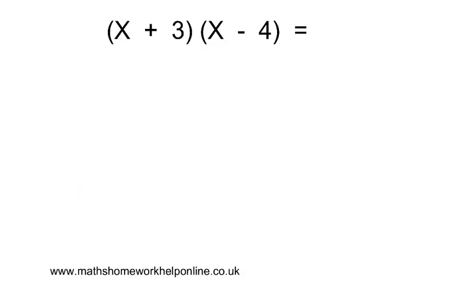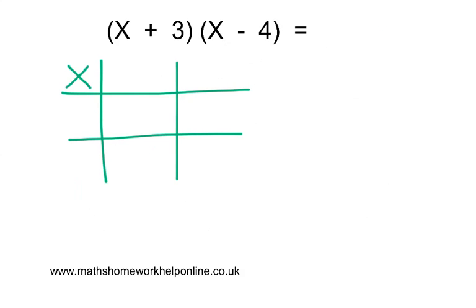Okay, so looking at the same example again, I'm just going to show you a different method that you might find easier to use. This method involves using a multiplication grid. I don't know if you're familiar with them, but if you're not, this is what it looks like. So what we do is take the first bracket, and in here we write x, and then it will be plus 3, so 3. And then across the top we'll take the other bracket and we'll write x and minus 4. So we're splitting them up into separate terms.